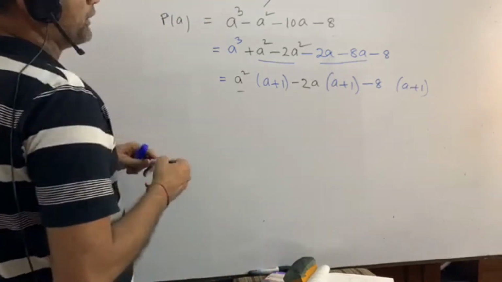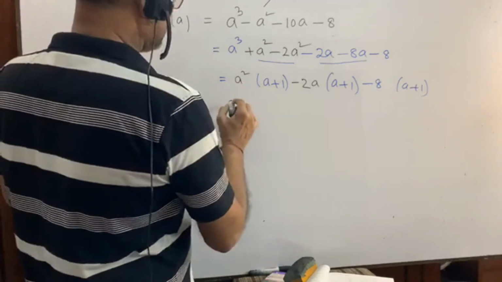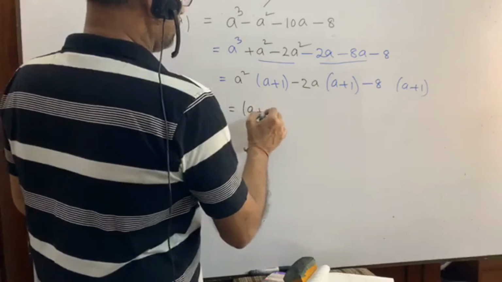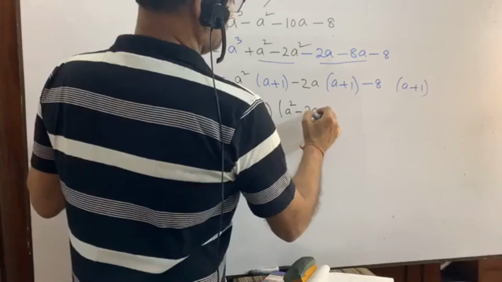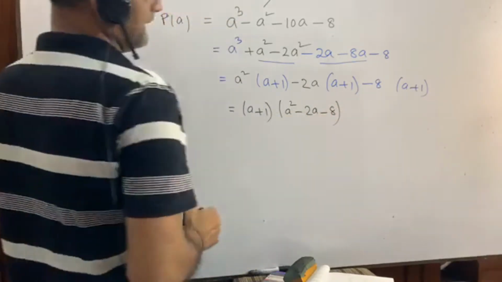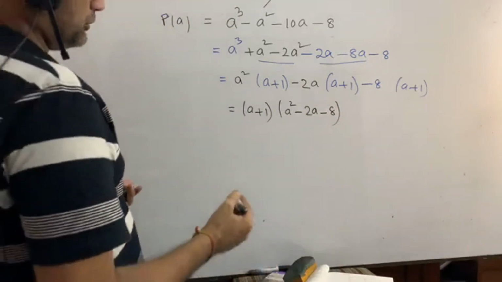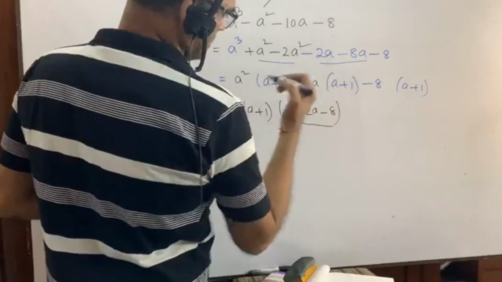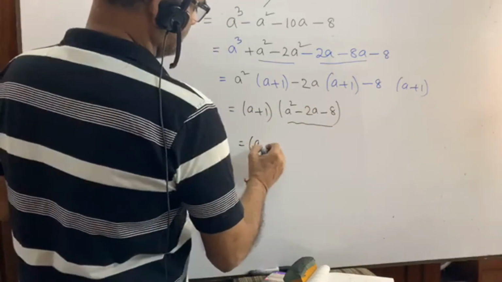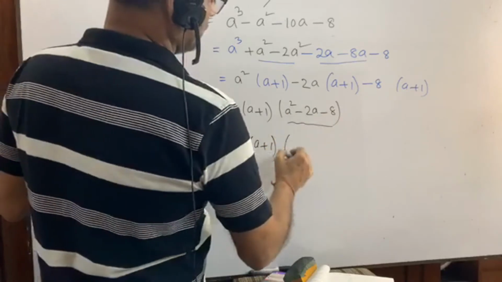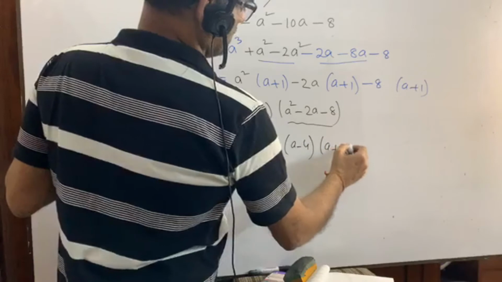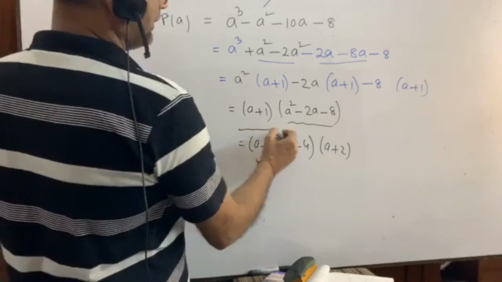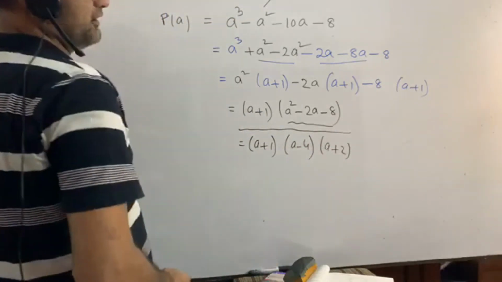Okay, next we can write here, a plus 1 into a square minus 2a minus 8. Now just you have to factorize, resolve into factors, and we can write here, this is a plus 1, it will be a minus 4 and a plus 2. Dear students, you will do it by yourself. Okay, and this is our answer.